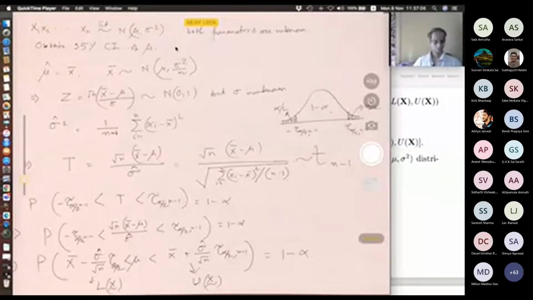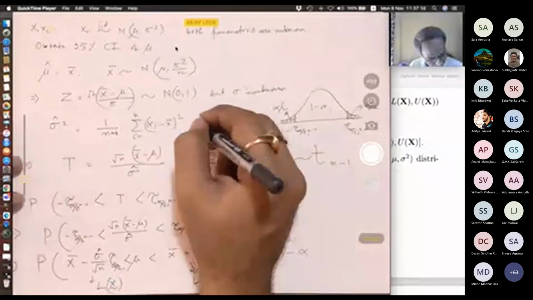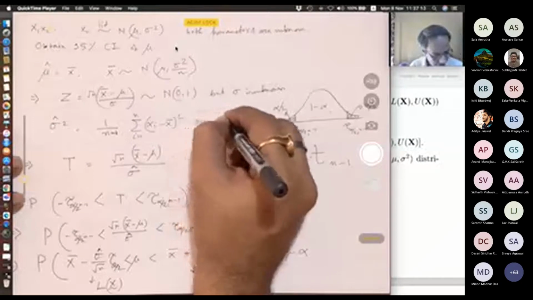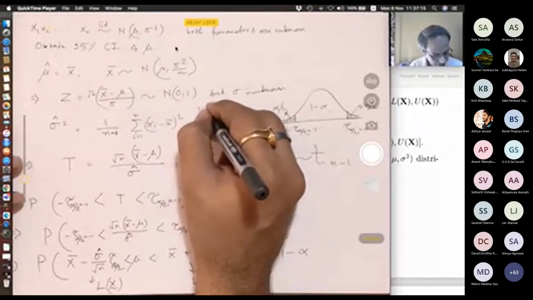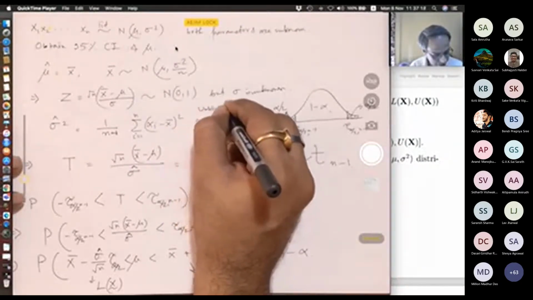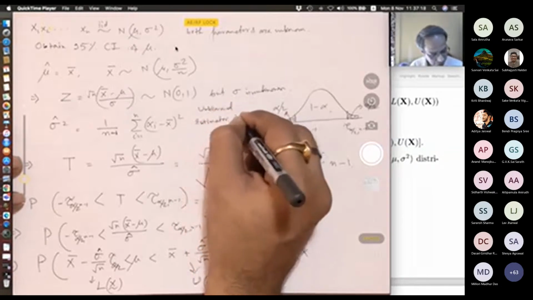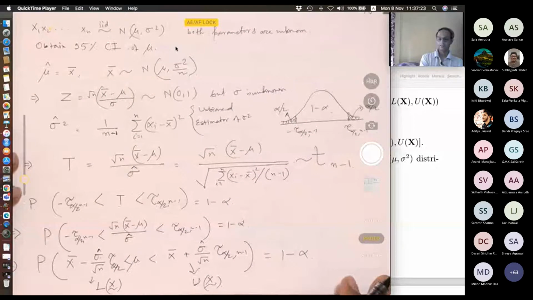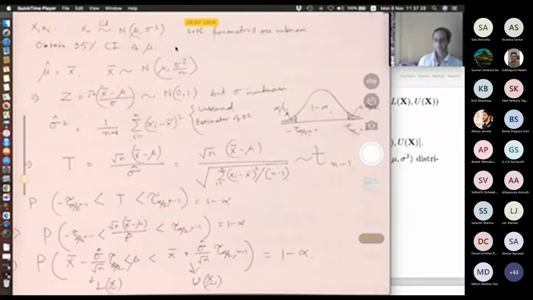But remember, when sigma is unknown, you have to estimate it. So this is the estimator of sigma, or more precisely, the unbiased estimator of sigma square is this. We have used that, and we got this as a confidence interval.